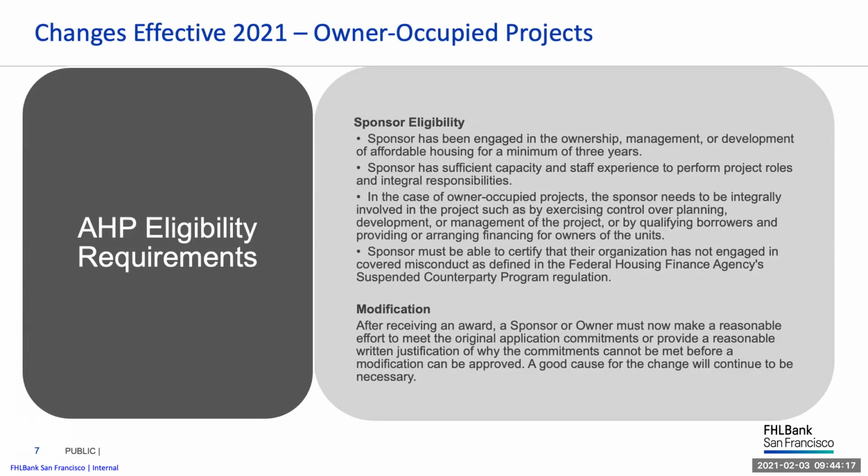Okay, so now we'll go over a summary of some of the key changes in the application for 2021. You can find a more detailed list in the reference guide, which is included in the application materials, as well as in the implementation plan, which is also available on our website. For scoring and eligibility, we've changed and clarified a number of items.